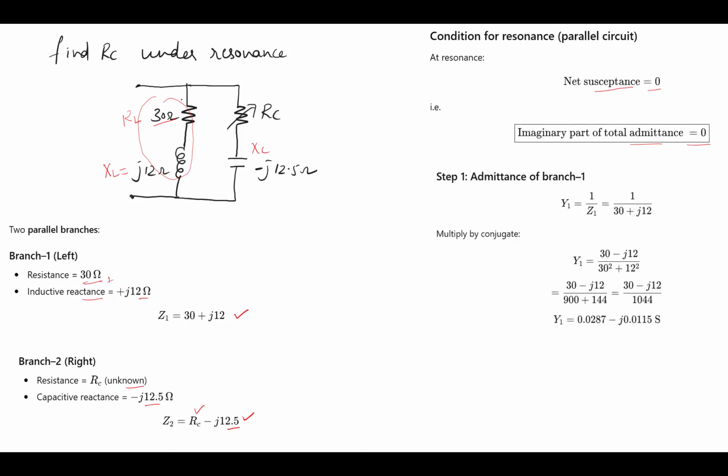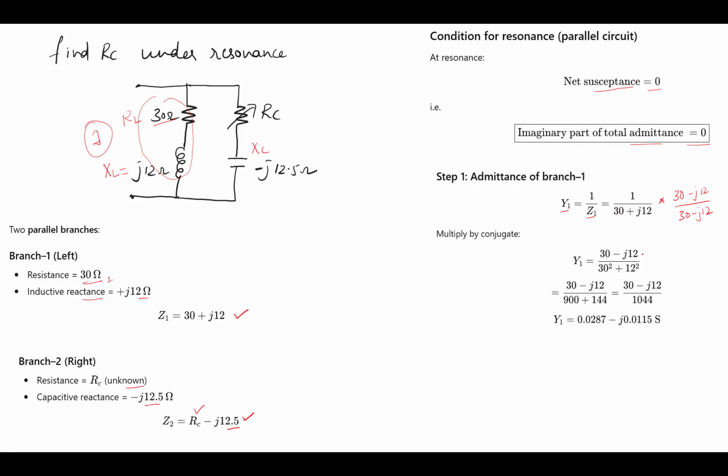Therefore, this is branch 1. For that, you write the admittance as Y1, which is given by the inverse of Z1, that is, 1 by Z1. Therefore, you write 1 divided by 30 plus j12. You just multiply by the conjugate, that is, 30 minus j12 divided by 30 minus j12.